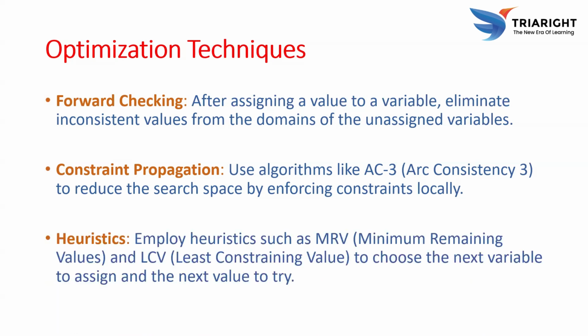So we have heuristics. When deciding which unassigned variable to choose next, select the one with the fewest legal values remaining in its domain. Heuristics are not only about the value from the domain, but also an intelligent ordering of choices during the search, right? So they guide the search towards a more promising path.